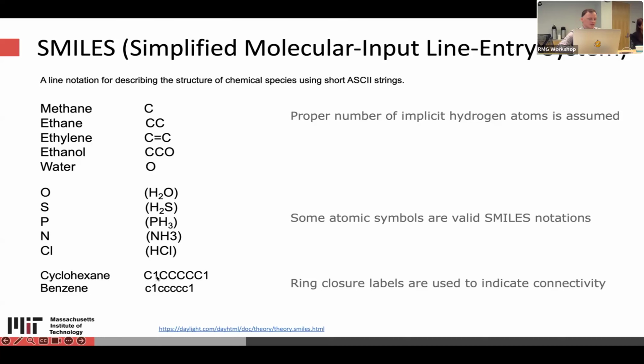Rings you do in a SMILES string with these numbers. So the C1 is connected to the 1. So count the C's first. There's 1, 2, 3, 4, 5, 6 carbons. And then this 1 means that this carbon is attached to that carbon. So it's going to give you cyclohexane, 6 carbons in a row. If you put a lowercase c, it's going to assume it's an aromatic carbon. And so this would be benzene.